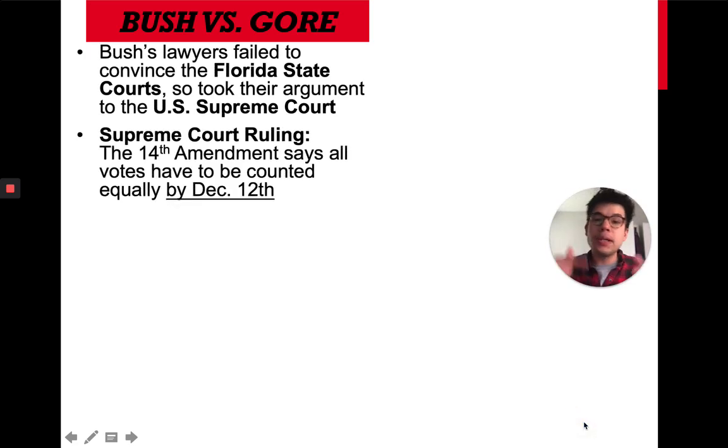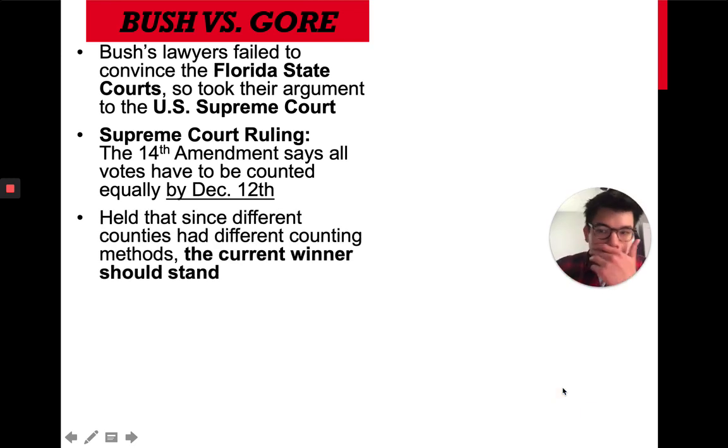Supreme Court, and the Supreme Court says the 14th Amendment, which guarantees equal protection to all, they say that the 14th Amendment, equal protection, that applies to voting as well. And they say that all votes have to be considered equally. And that means how we count the votes has to be equal across the board. And they say that you have to do that all by December 12th. Under federal law, all elections have to be decided by December 12th. It's kind of like the deadline, the voting deadline.